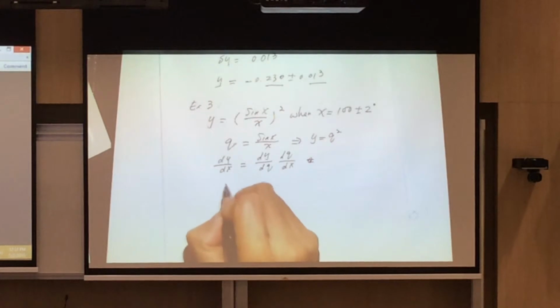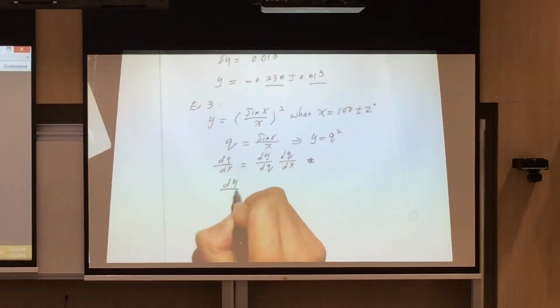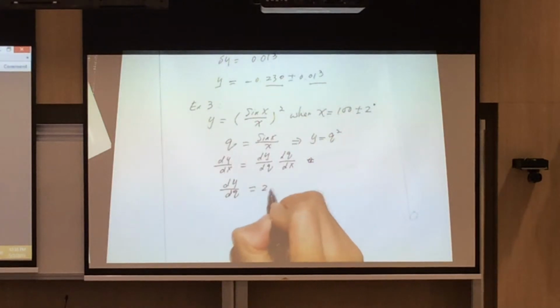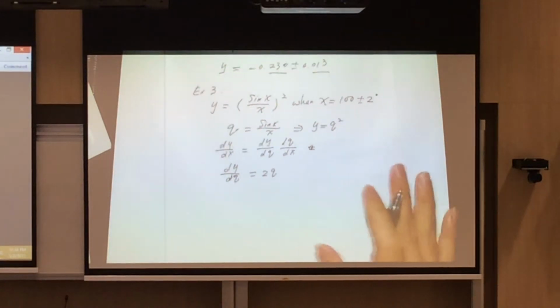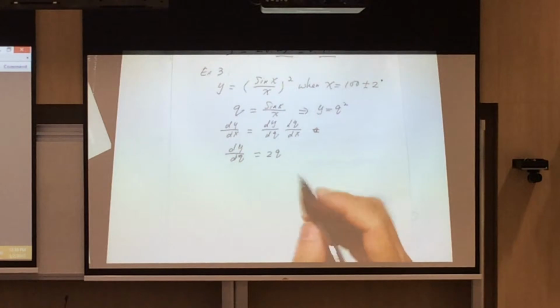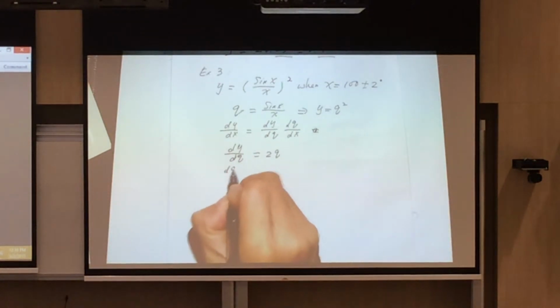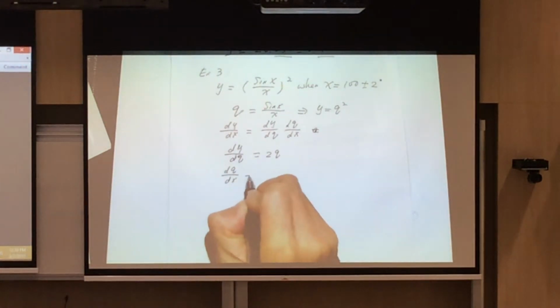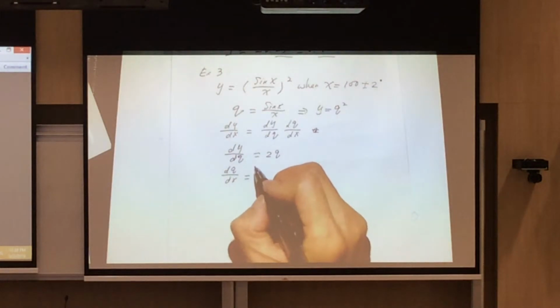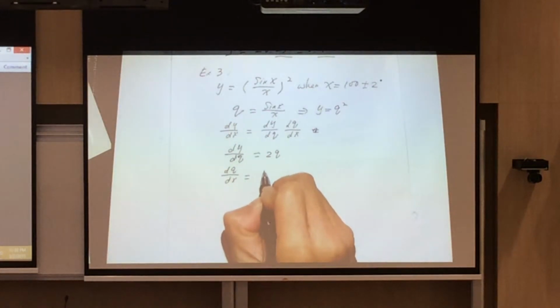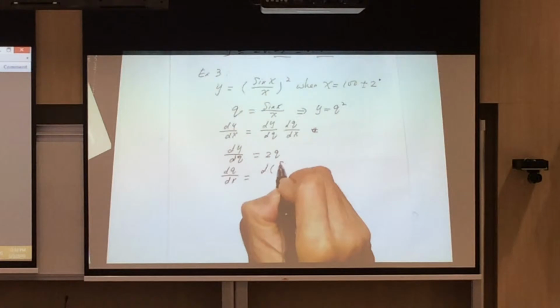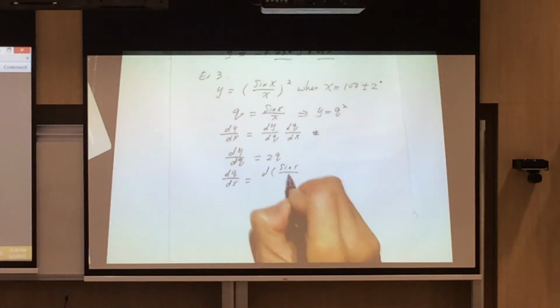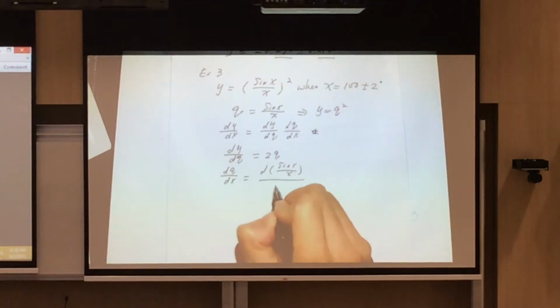So dy over dq is easy, right? dy over dq is equal to 2q, because y equals q squared. How about dq over dx now? So dq over dx basically is d of sine x over x, over dx.